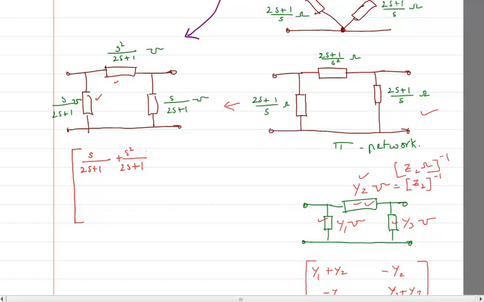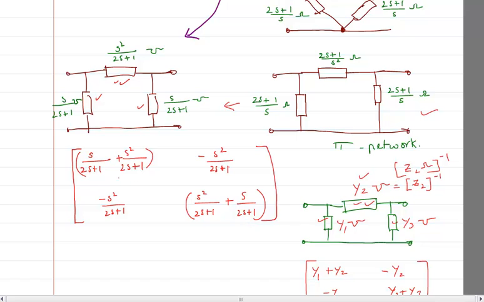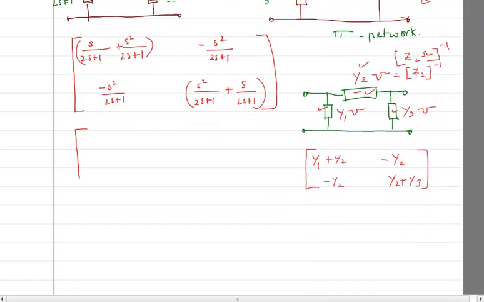And this is the first corner. If you look at the second corner, you will find that this is again going to be the same one, which is these two. So it is going to be s square divided by 2s plus 1 plus s divided by 2s plus 1, and these two corners are going to be minus s square divided by 2s plus 1, and minus s square divided by 2s plus 1. Clear? I can write these two, the denominator is common, so there is no trouble.